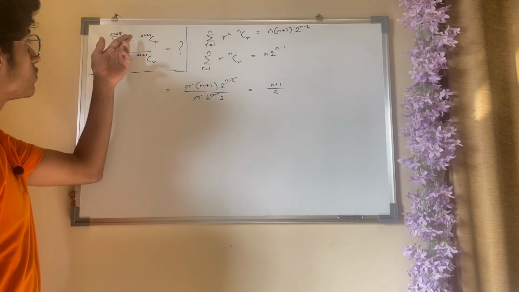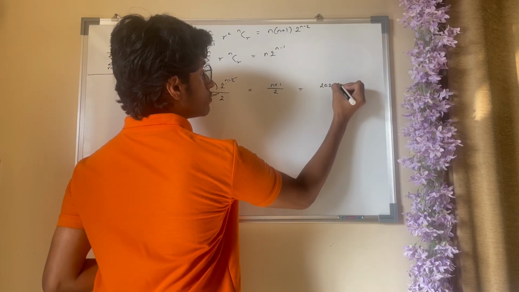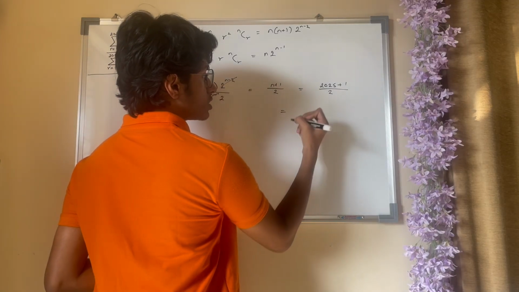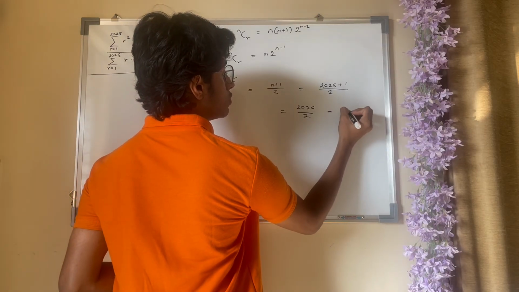Now putting the value of n as 2025, we get (2025 plus 1) upon 2, that is 2026 by 2, which is equal to 1013.